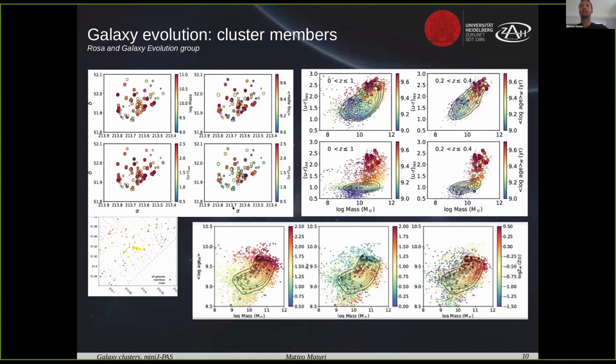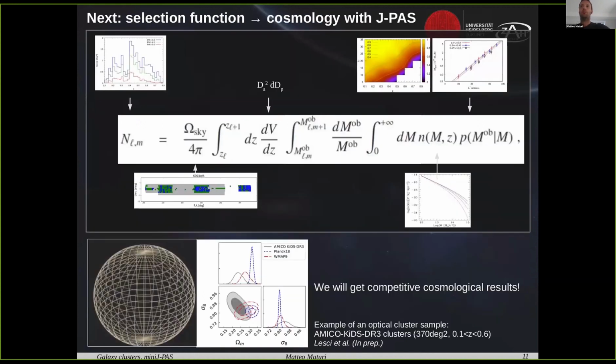Then, as I said, having a probabilistic association of the galaxies to clusters, we can then probe and investigate, for example, the mass of the galaxies, the age of the galaxies, and so on and so forth, to dig down into galactic evolution.